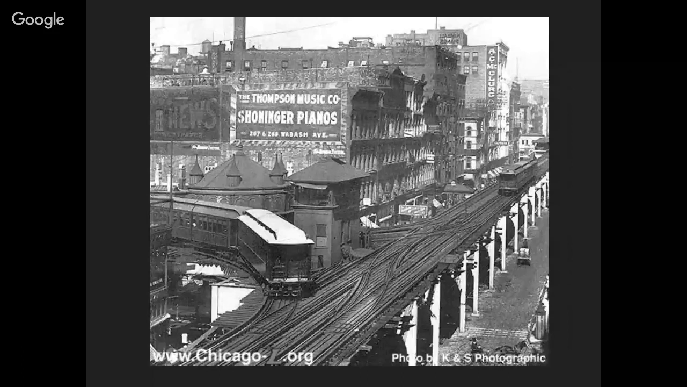Here's the L train in Chicago. If you've been to Chicago, you've most likely seen these trains, but they didn't have the infrastructure to build the subways, so most of their trains are above ground.